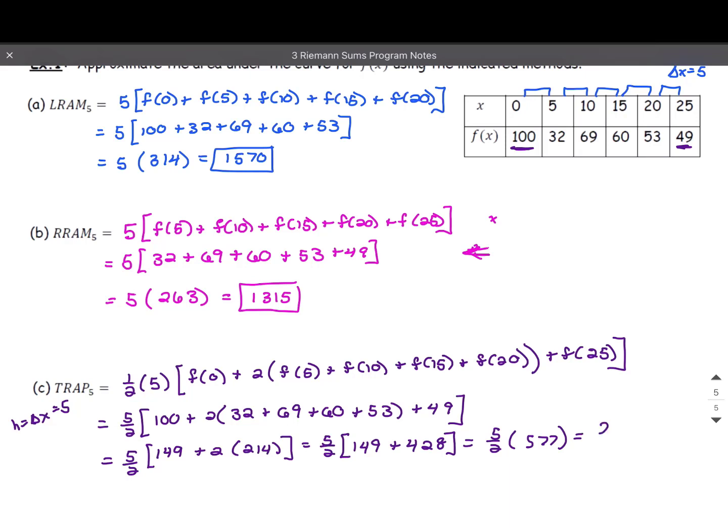Oh boy, 2,885 over 2, which is 1,442.5. Yay! Oops, I lost my 1 in my box. Okay, so there we go, guys, and there we have it.